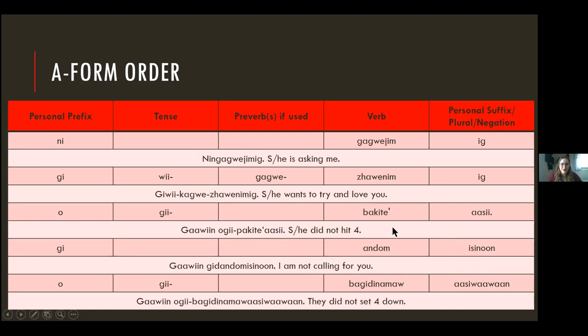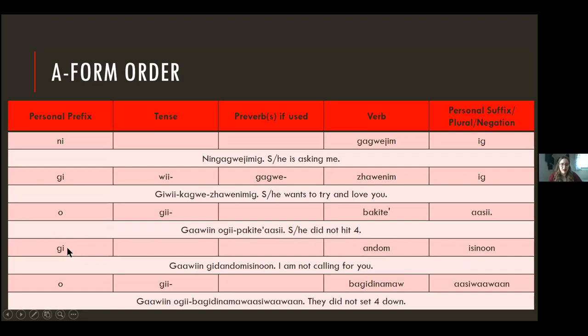Okay. Then the piece is O. Tense is Gi. Bakete is the verb. And Asi is the negative personal suffix. Gawin Ogi Bakete Asi. She or he did not hit fourth person. Okay.